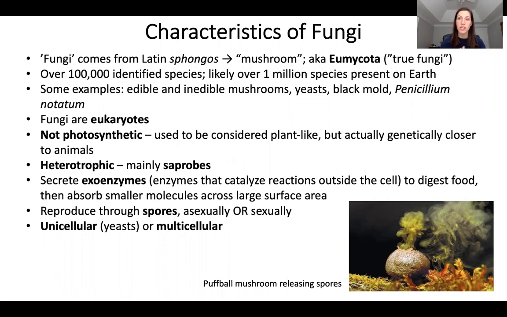So there's a reason when you think about fungi, you think about mushrooms, even though the group includes over 100,000 identified species, probably way more than that that aren't identified. But some examples of organisms that belong in the group are not just the edible and inedible mushrooms, but also things like yeast, mold, including things like Penicillium notatum, which is the first mold that was shown to produce antimicrobial compounds, so antibiotics.